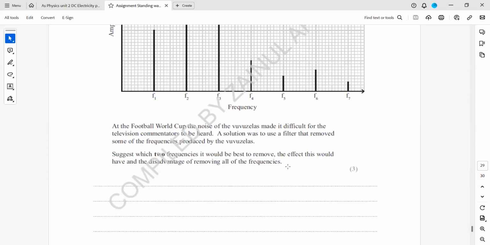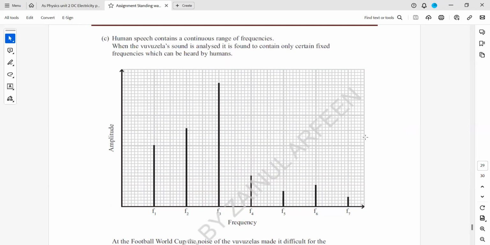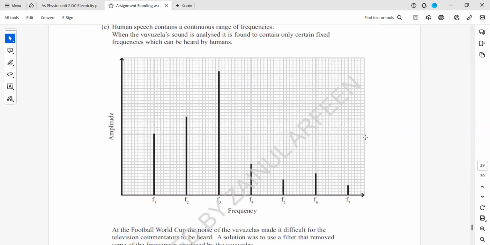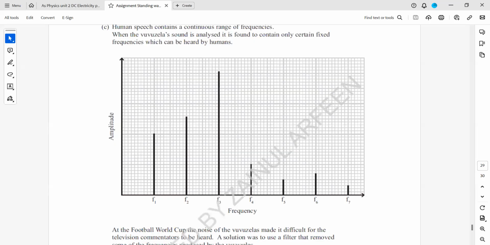At the football World Cup, because of the noise of this instrument, it is difficult for a television commentator to be heard. A solution was to use a filter that removes some frequencies. Suggest two frequencies that would be best to remove, and what would be the disadvantage of removing all the frequencies? It was producing multiple frequencies, but the drawback was that it was difficult for the television commentator to be heard. It was so noisy that the commentator's sound was not clear.